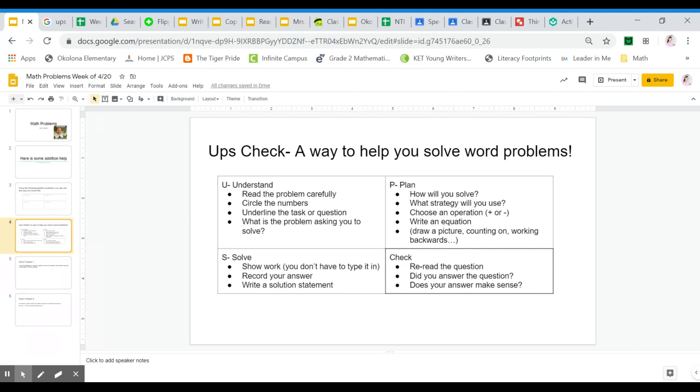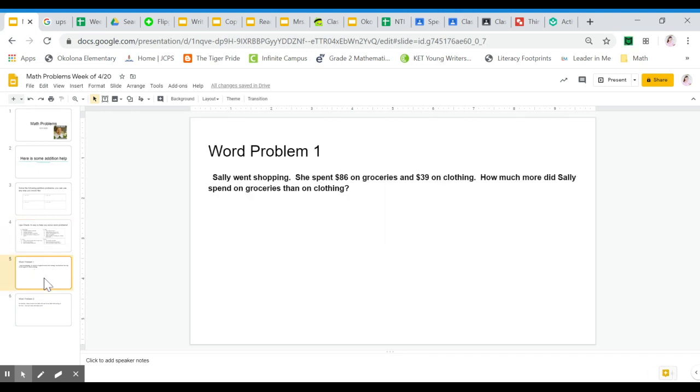So I'm going to read the problem carefully. I'm going to circle the numbers, underline the task or question. So what is the problem asking you? Circling and underlining is a little bit harder when you're on the computer, but it is possible. You don't have to do it, but I do want you to be thinking about what number set do I have and what am I supposed to be solving for?